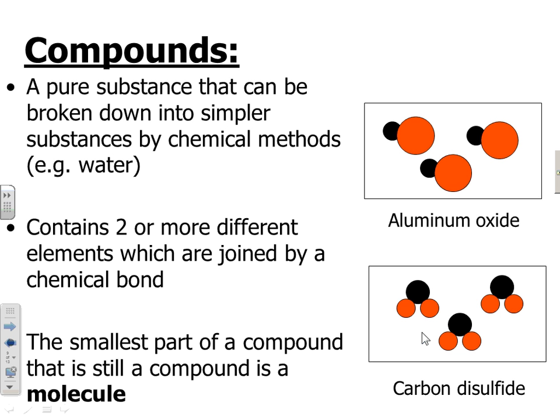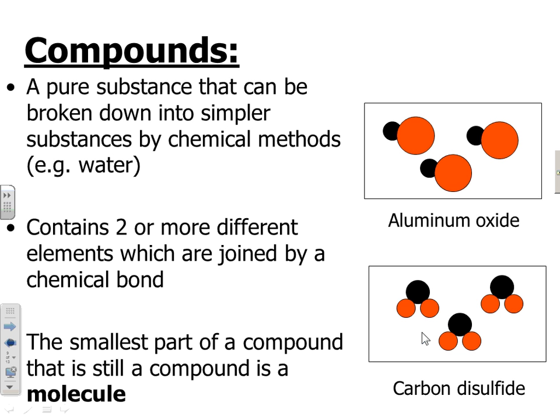A pure substance that can be broken down by chemical methods. They've got here water as the example, but you could use any compound. Like I said, they might have found some substance, threw it in the fire, and something happened. Some gas was produced, and something else was left behind. So whatever elements were in there separated out. Again, this would have been done with fire. With water, we can separate the hydrogen from the oxygen.